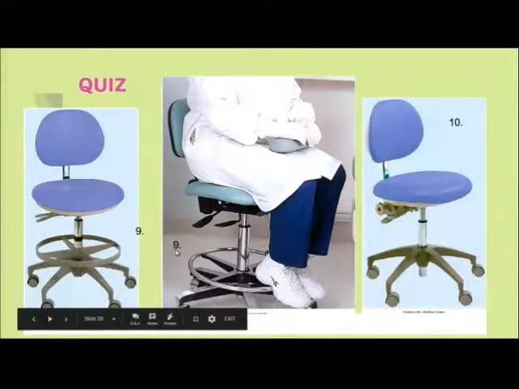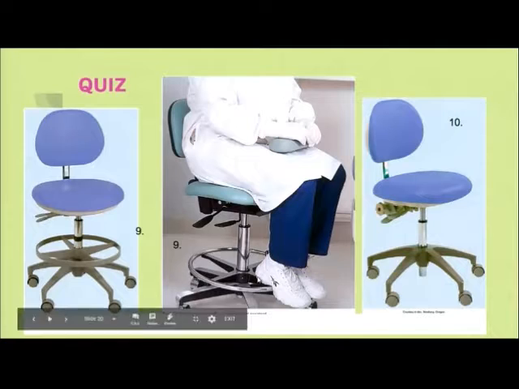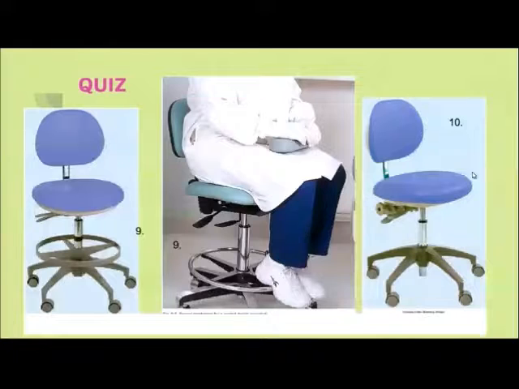Number 9 is the assistant stool. And number 10 is the operator stool. So you can tell the difference between this one and this one, the ring for the feet. Only assisting chairs have the footrest on them. Operator chairs do not.